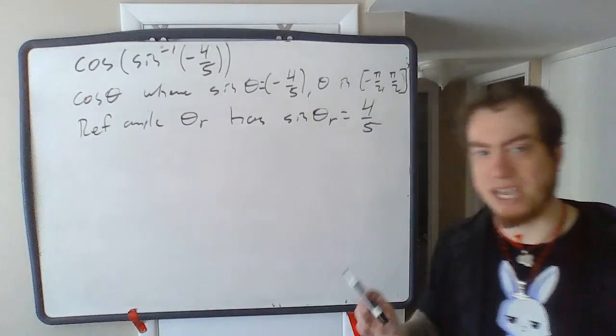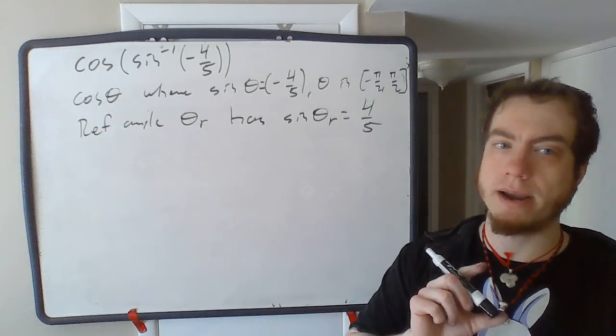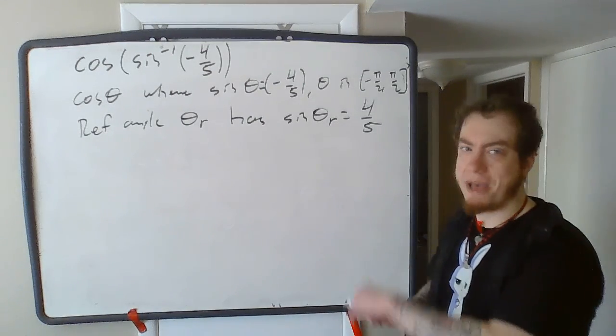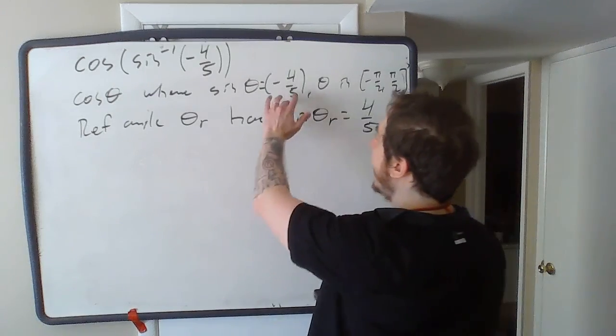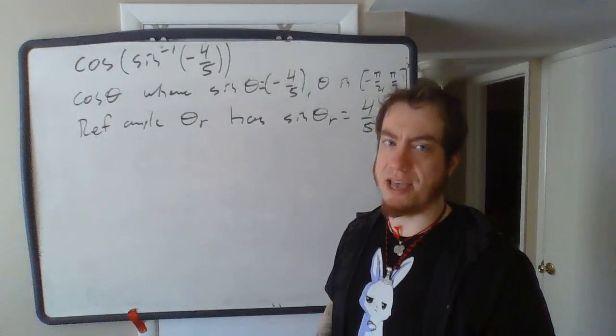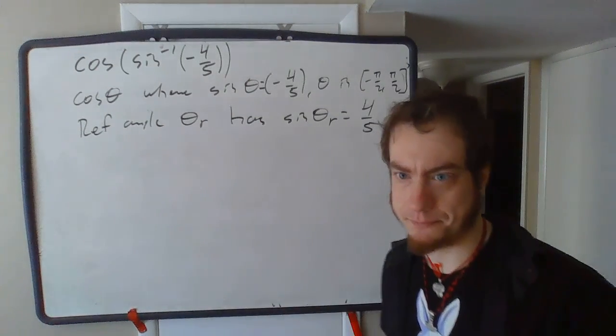Now, why do I want to think about a reference angle here? The reason is because I want to build a triangle, so I want to think about some angle that is between 0 and π/2. And the original angle is probably not going to be that. In fact, it's definitely not going to be that because it comes out to have a negative sign.